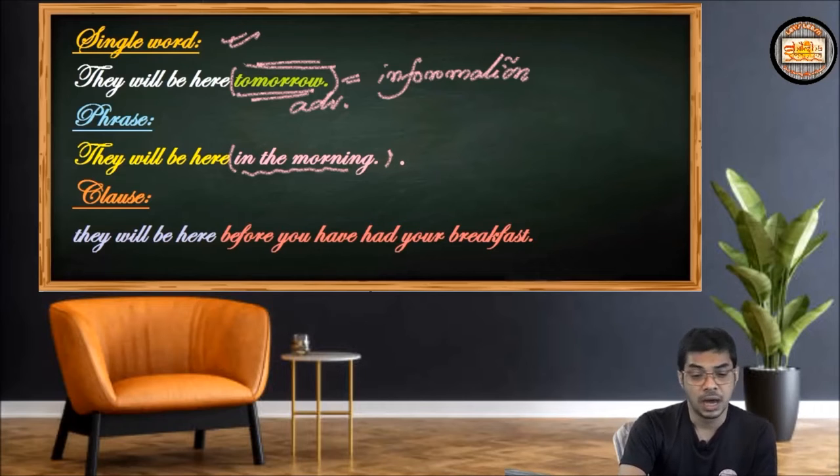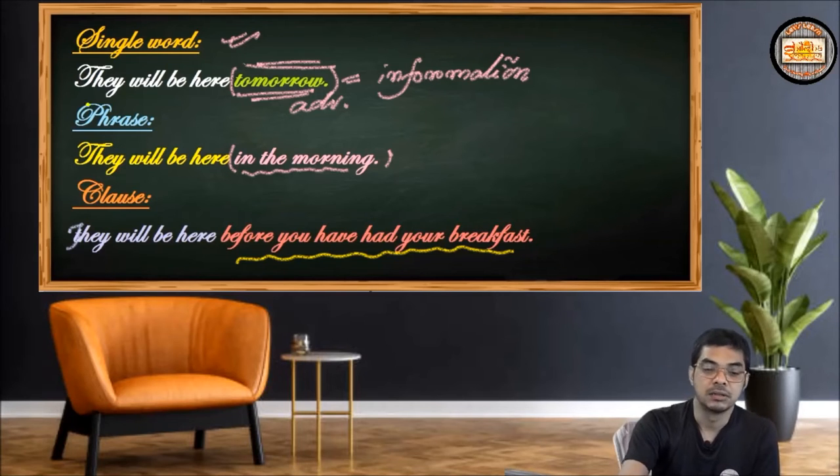And now there's the clause. We have said an adjunct can be a clause as well. So here, they will be here. When? They will be here before you have had your breakfast. It's also time, it's an adverb of time, but it's in the form of a clause. And again, without this, you will get the basic structure. They will be here.